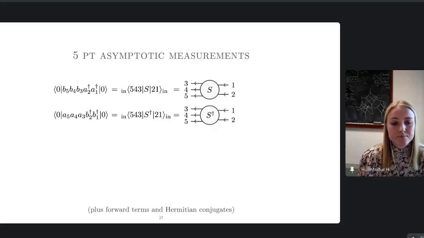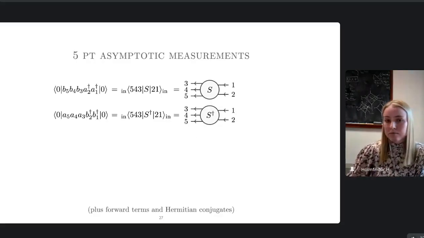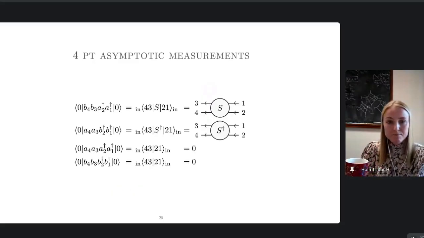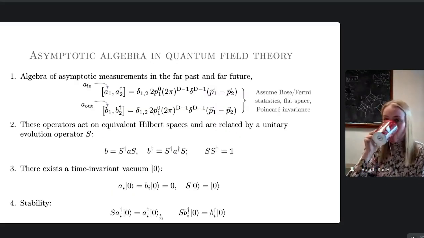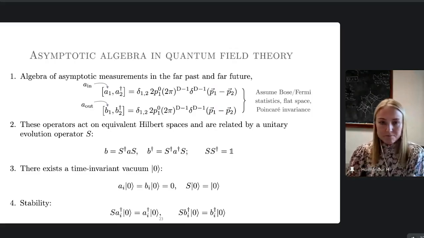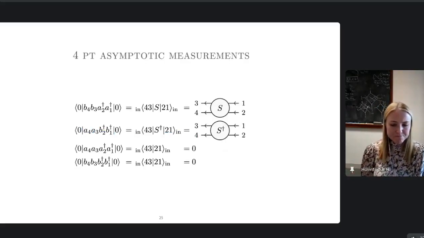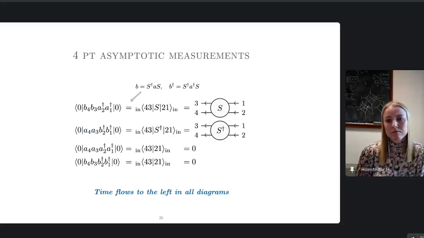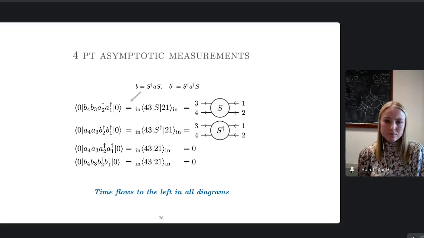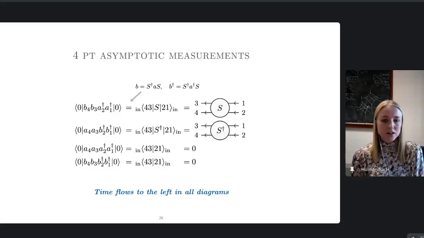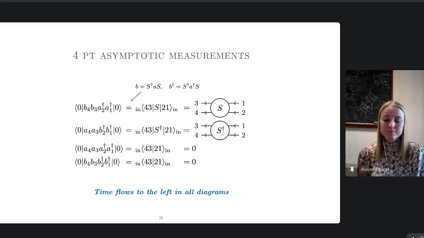Back to the slides before. Next, this one, yeah. The external legs are not free states. Here they are in states. This is completely non-perturbative.